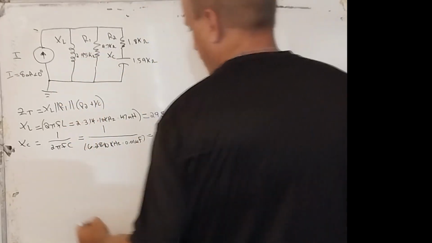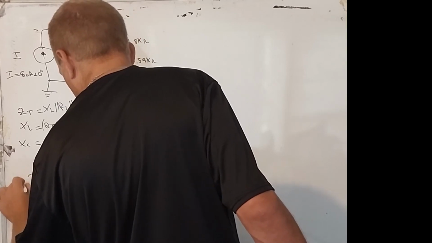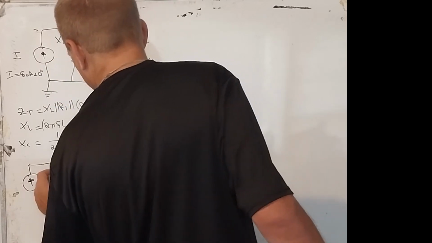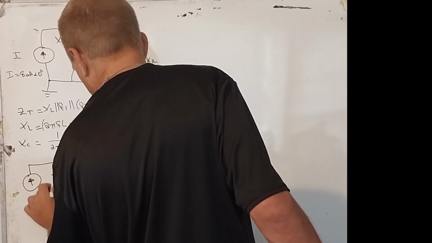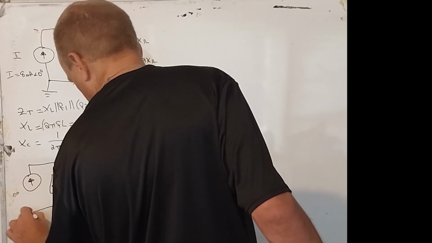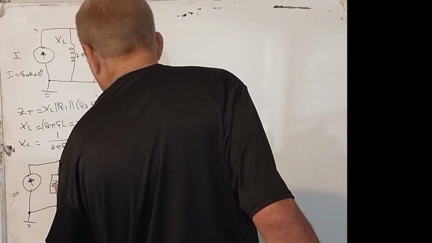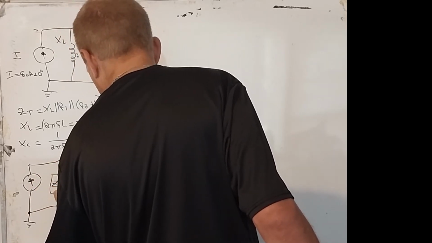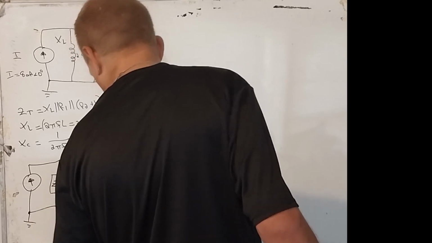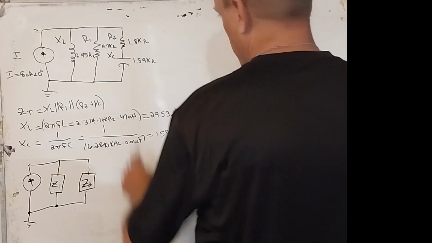Well, let's do X of L in parallel with R1. So Z sub 1, I'll redraw the circuit so we can see what we're doing here. I'm going to redraw this circuit so I can combine these elements. And let's just say that it's going to be a square, and that's going to be Z of 1. All right. Then we come over here, and then we have, let's solve this series combination, Z sub 2. These two in parallel, and these two in series.